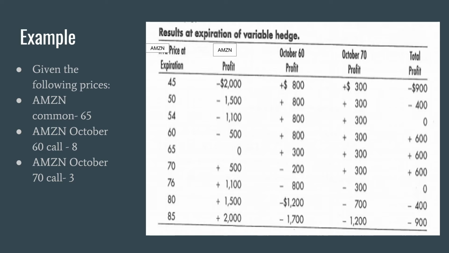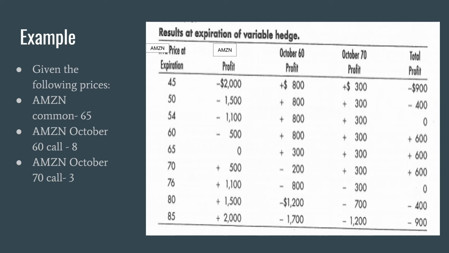You're given the following prices: Apple common 65, Apple October 60 call 8, and Apple October 70 call 3. Table 6.5 depicts the results from this synthetic short strangle position. In the table, it is assumed that the option is bought back at parity to close the position, but if the stock were called right away, the results would be the same.